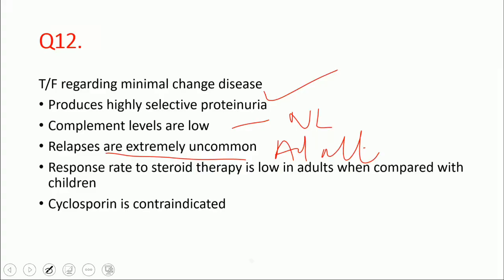Compared to children. Complement levels decrease in something that is extremely inflammatory, immune mediated, like SLE, like post-streptococcal, right? In minimal change there is no active immune mechanism that is working, so they don't use up their complement pathways.